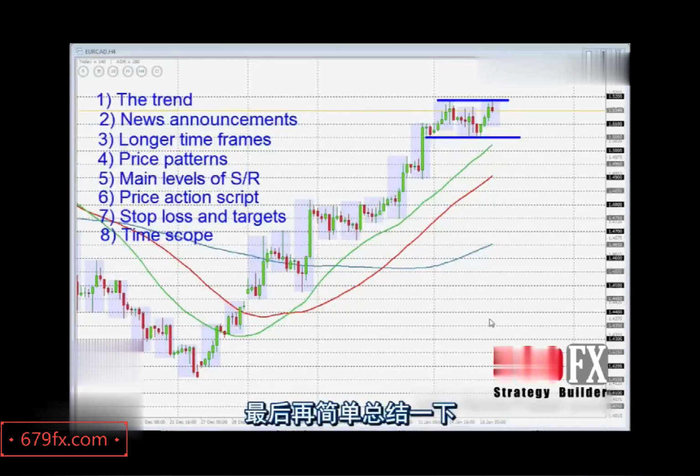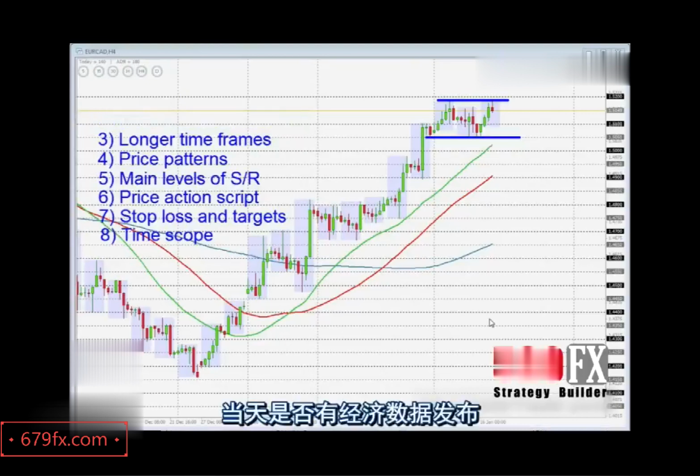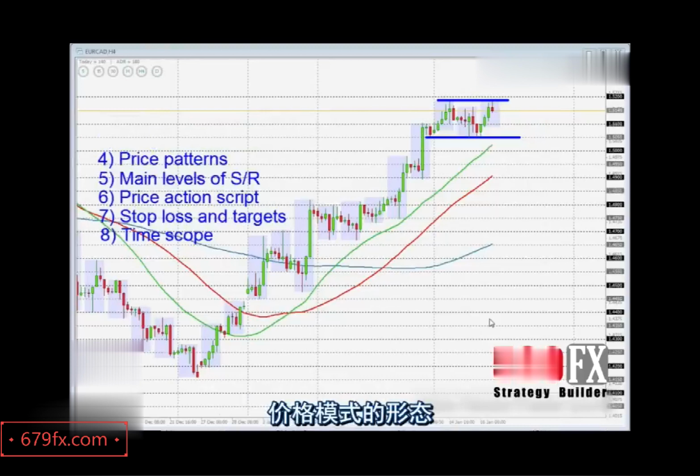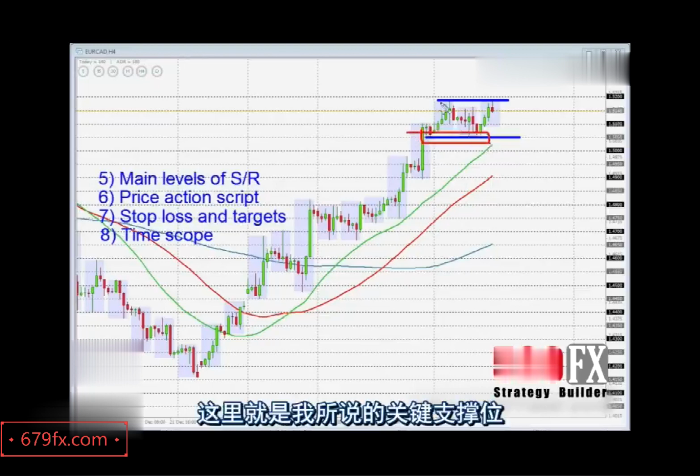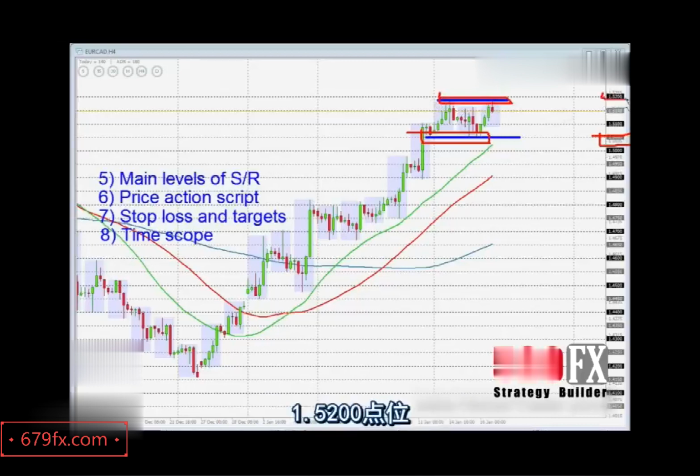So, to wrap it up very quickly, you want to take note of the trend, whether there is any news announcement for the day, what's going on on the longer time frames, is there any price pattern I recognize, where are my key levels of support and resistance. In this case, I already mentioned that these were my levels of support, the 150.50, and that was my level of resistance, the 152 down below.